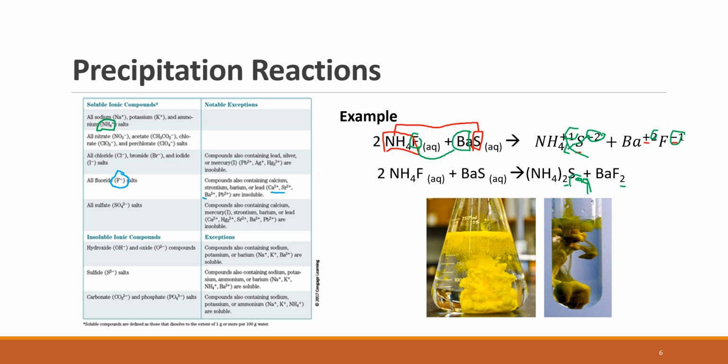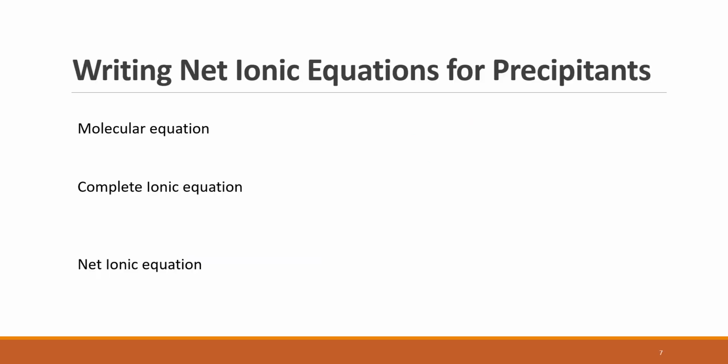Since barium is one of the exceptions, that means that barium fluoride will form a solid. So we have predicted the products and figured out which of the 2 products forms the solid. Next, we're going to take double displacement reactions for precipitation reactions and learn how to write net ionic equations. So we're going to start with the full molecular equation.